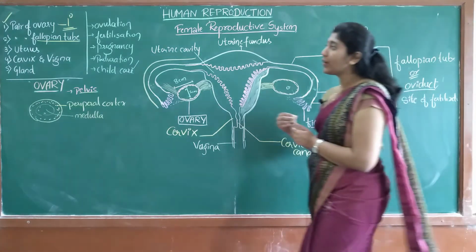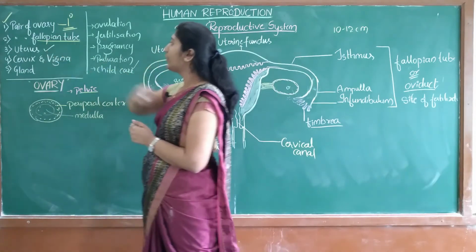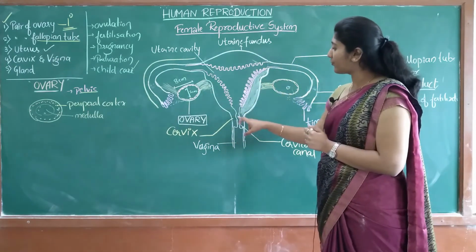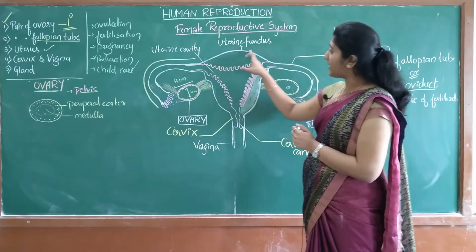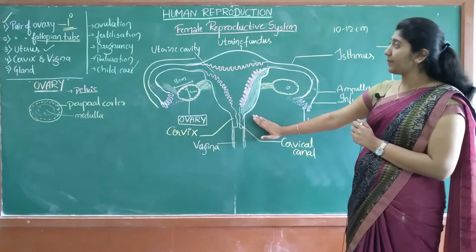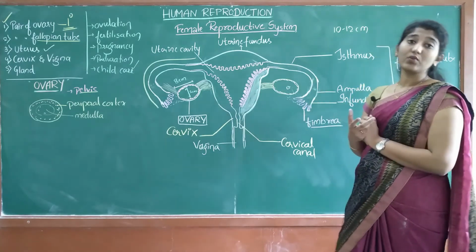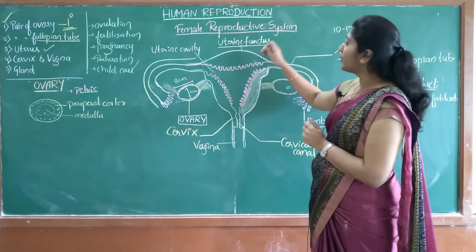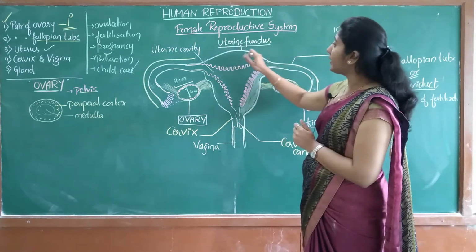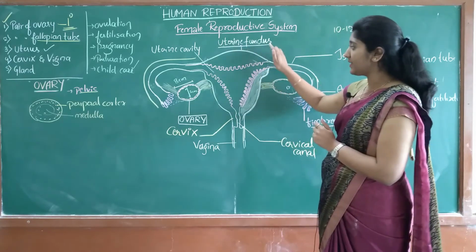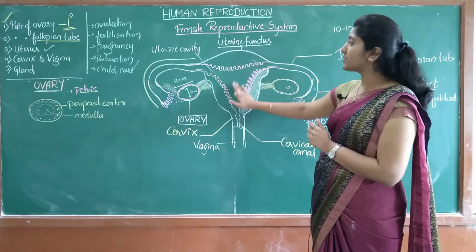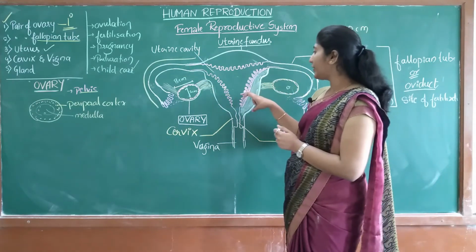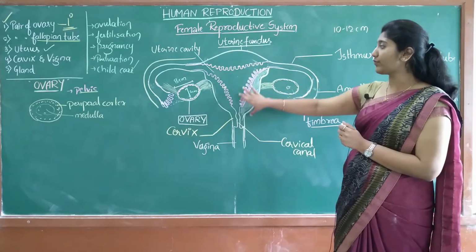The next is uterus. We'll study about uterus. This inverted pear-shaped structure which I have drawn in the white color is called the uterus. It is also called the womb. The bulged upper part is called the uterine fundus, and this cavity is called the uterine cavity. Okay. So mainly you need to remember the walls of the uterus.